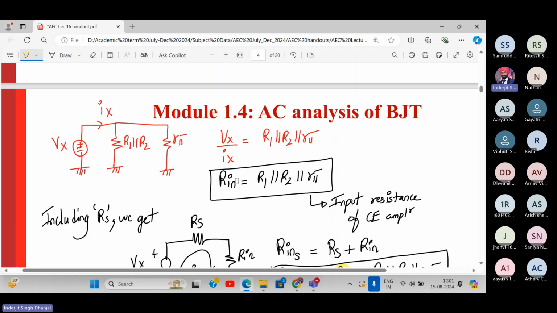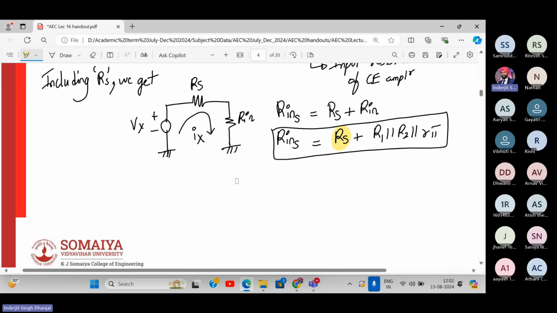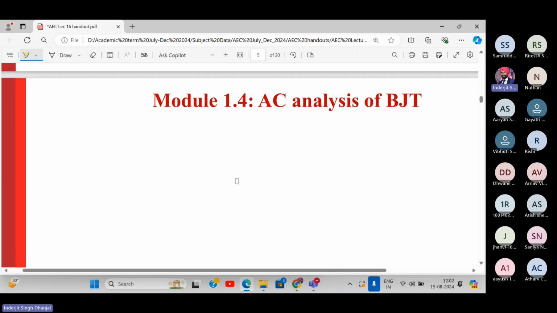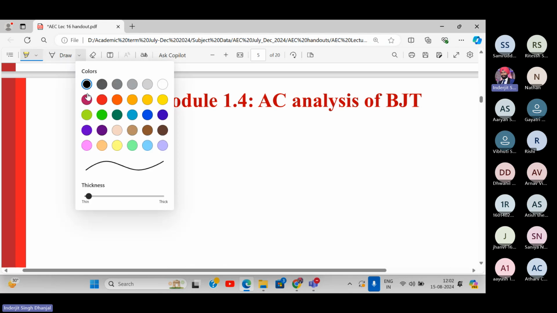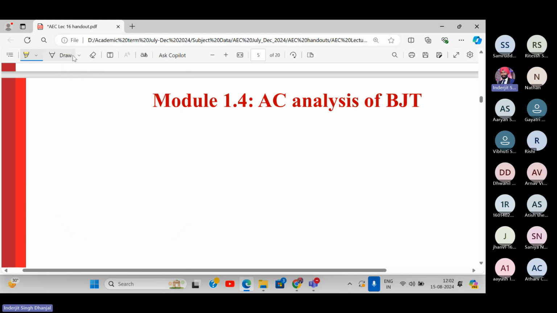Okay. Now, shall we go to the output resistance derivation? So please write down the heading, everyone. Output resistance R out.